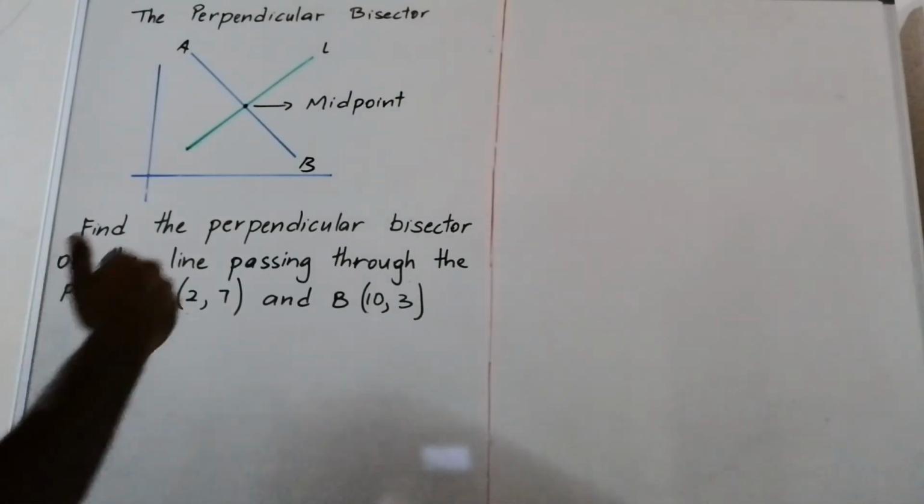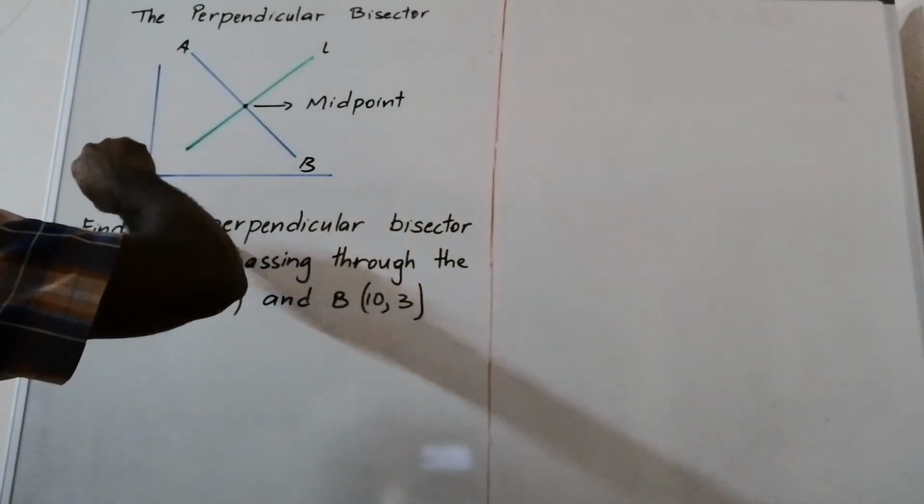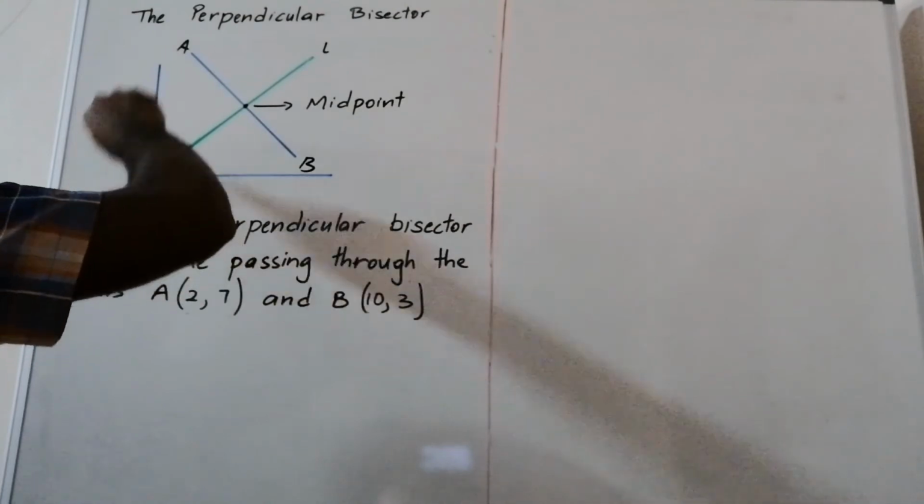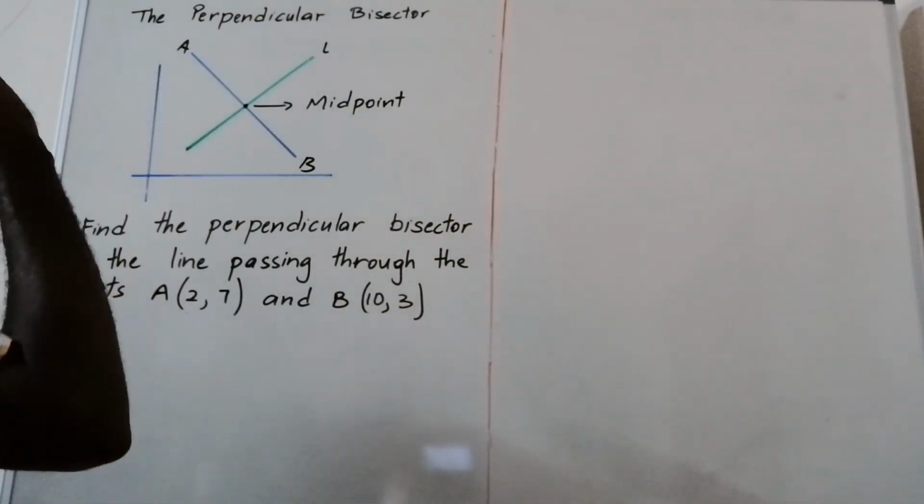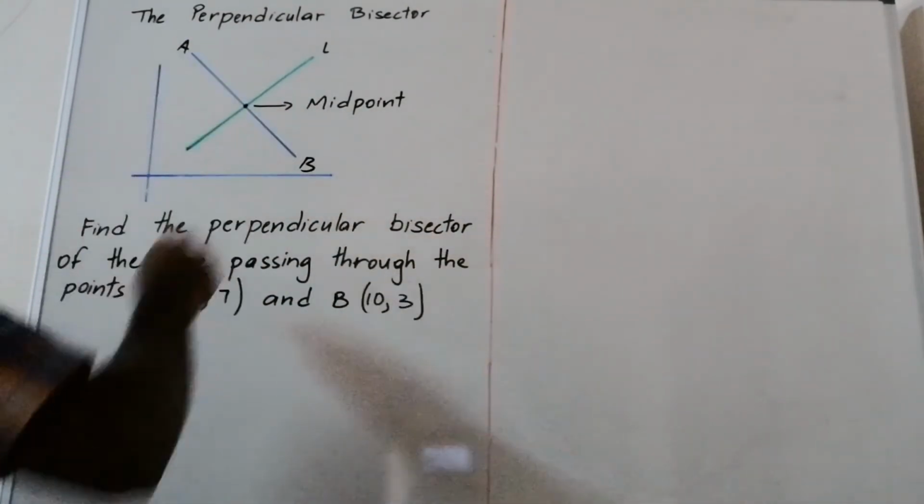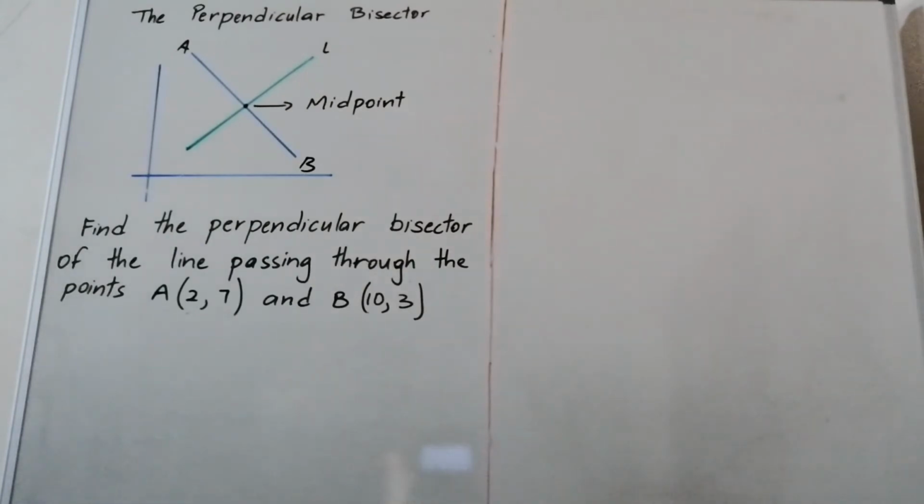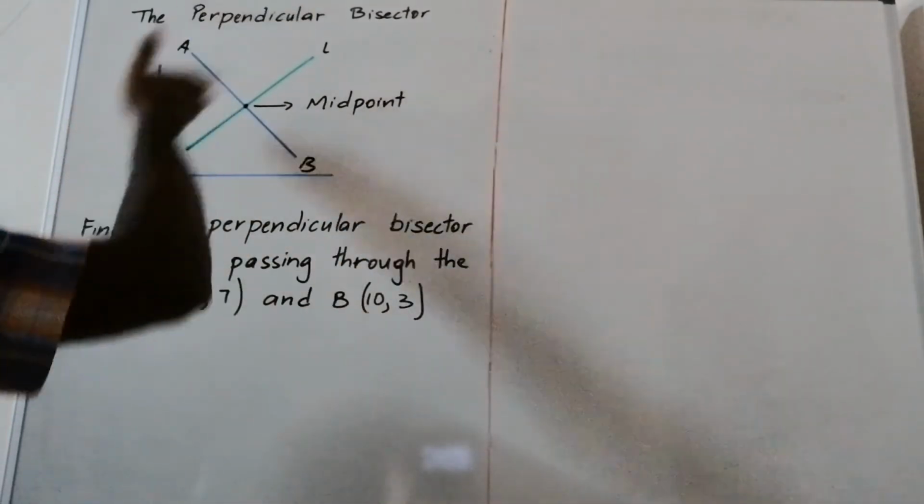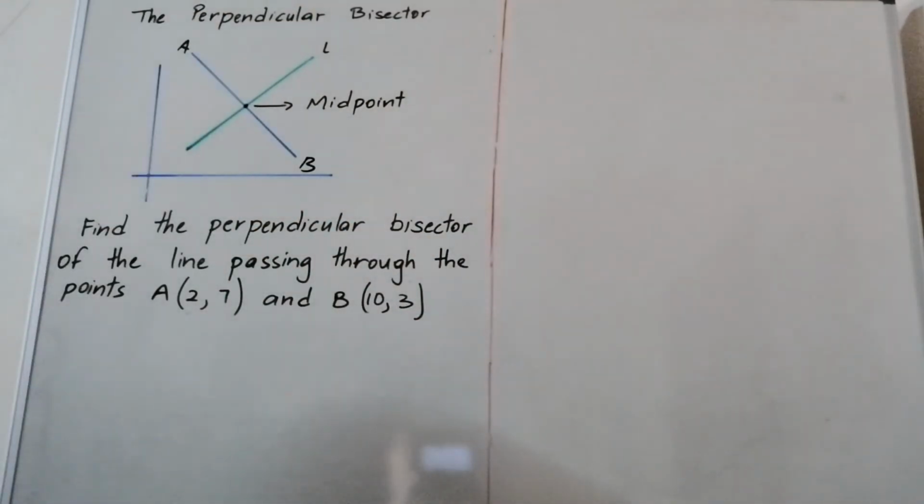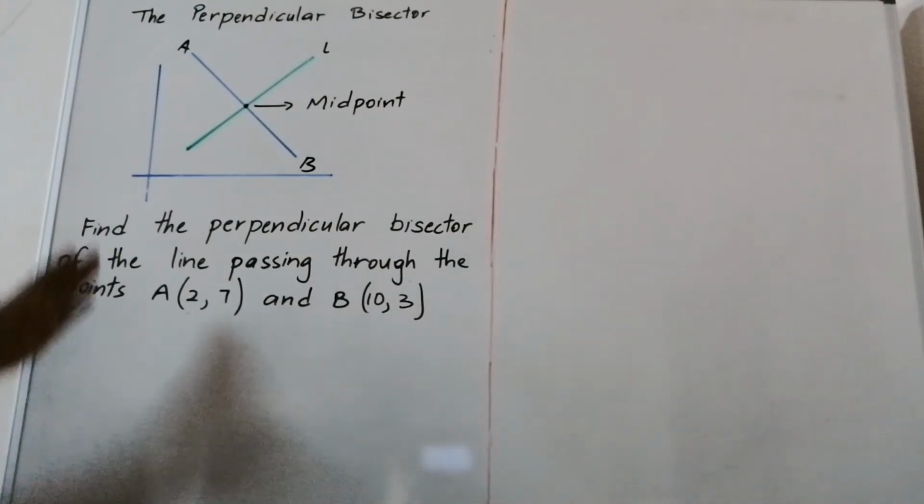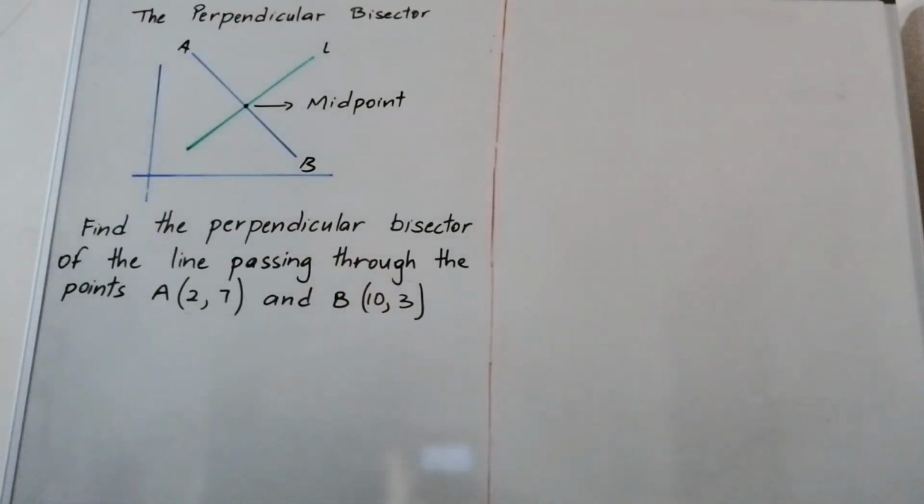So the perpendicular bisector of AB bisects AB at the midpoint of AB. So the midpoint of AB is found on the perpendicular line. It's the point which it passes through. So if we're to find the perpendicular bisector, the first thing we need to do is know the gradient of AB. Let's find the gradient of AB.